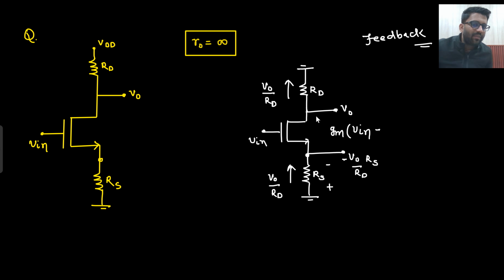Now what will be the current in the MOS in the downward direction? The current in the MOS will be Gm V in minus this potential. And what is this potential? This potential is equal to V naught by Rd into Rs.